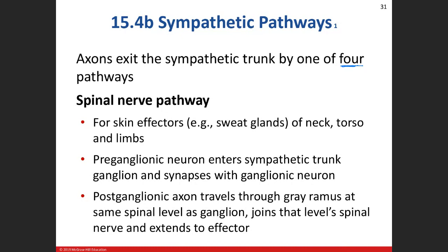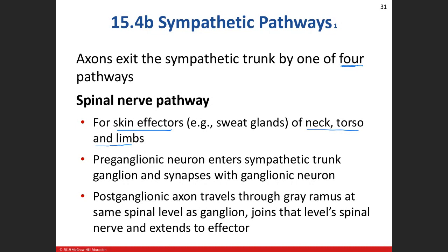What is this going to affect? Pretty much the neck, torso, and the limbs. That's most of your body except for your head: upper and lower extremities, your neck, and your torso. These are going to be the skin effectors. What are those? Skin effectors are the blood vessels out there in the skin, the sweat glands, and the erector pili muscles, which give you the goosebumps.